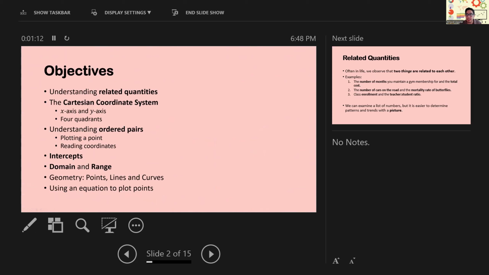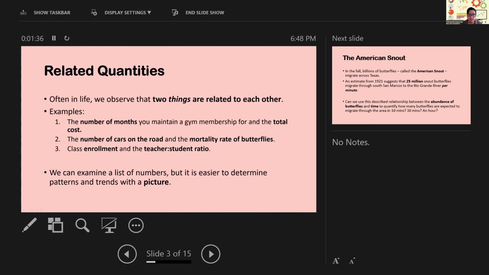Some of this might be familiar stuff, but we want to make sure that we're getting this down pat and understanding what these words mean. There's going to be some vocabulary here, and you're going to need to know these definitions because they're going to help you solve problems. Not every problem is going to be spoon-fed to you. It's not going to be obvious exactly what to do, but you need to fall back on these definitions for these concepts, okay? So first, I want to talk about related quantities.